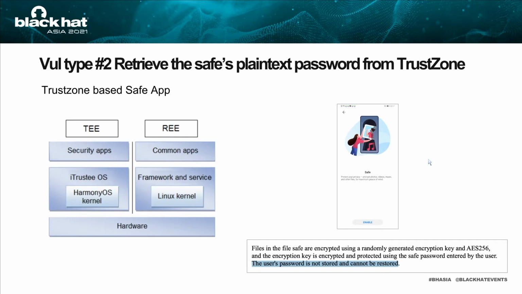Next, vulnerability type 2: retrieve the Safe's plaintext password from the trust zone. In our research, we found that some vendors use the trust zone to protect the files. We are happy to see this because the trust zone is capable of protecting our privacy very safely. If the vendors store the key and the data in the trust zone correctly, the hardware architecture will guarantee their safety. In the introduction of the Safe app, it says that the password is not stored and can't be restored.